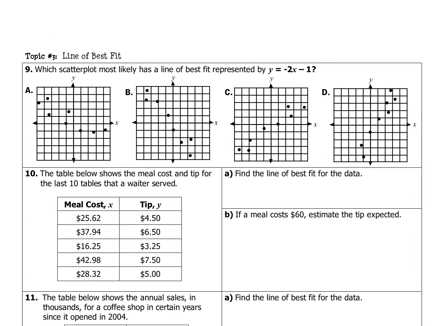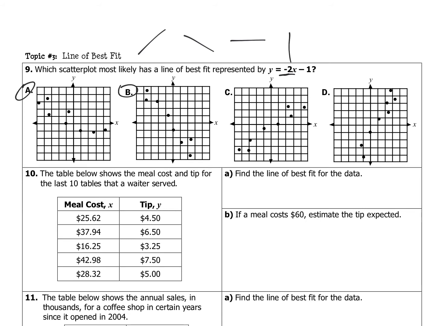Which scatter plot most likely has the line of best fit represented by y equals -2x minus 1? Well, remember, we can have 4 types of slope, right? We can have positive slope, negative slope, zero slope, or undefined. And since the slope in this equation is negative, I'm looking for a scatter plot that is decreasing, okay? And I see 2 that are decreasing. I see A and B are both decreasing.